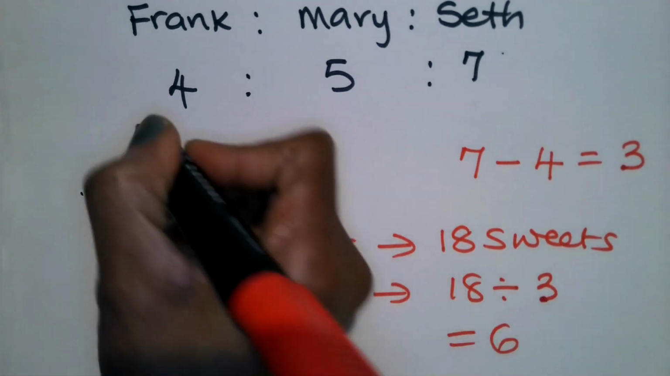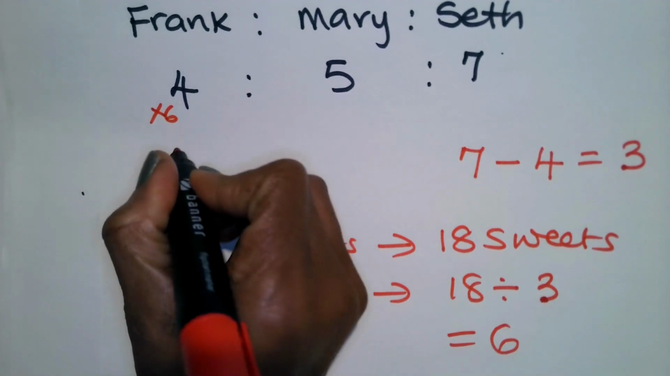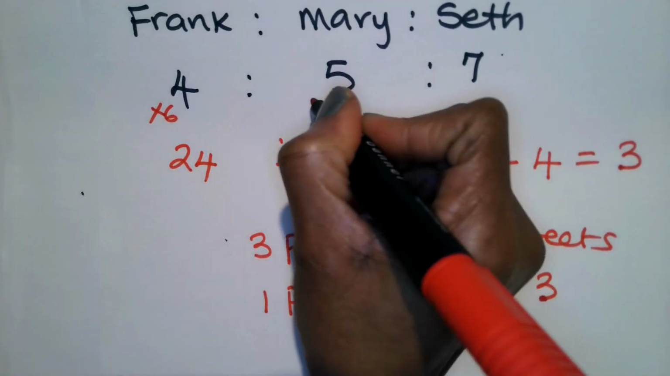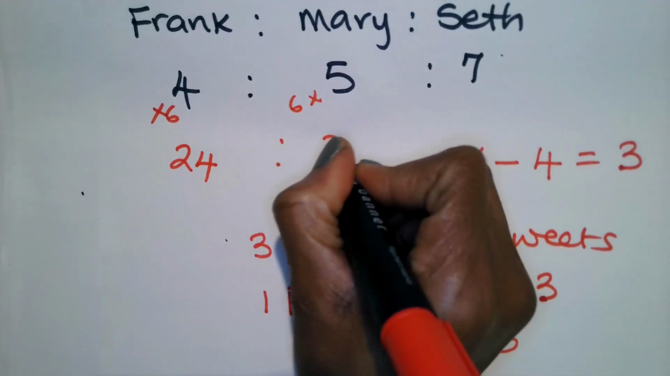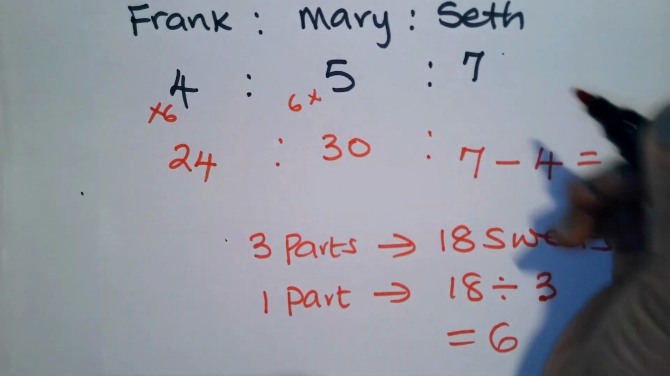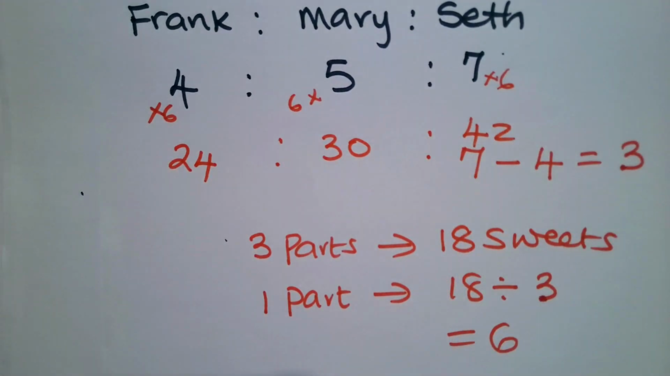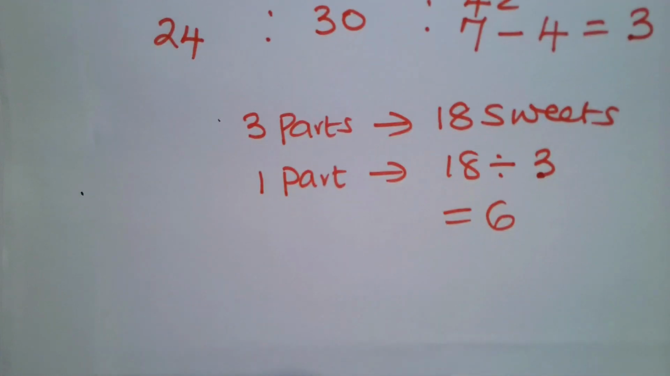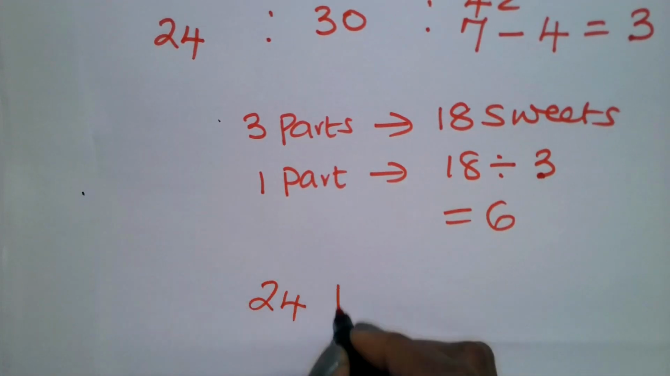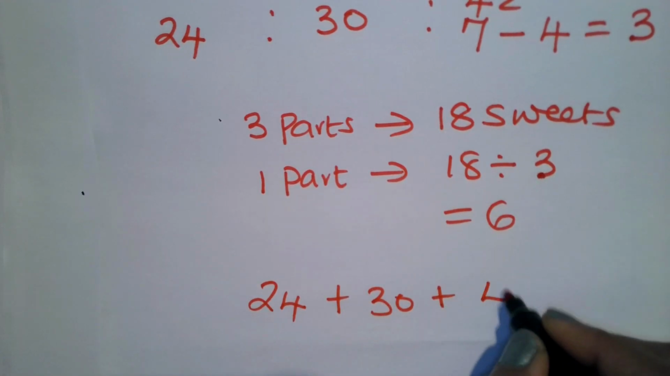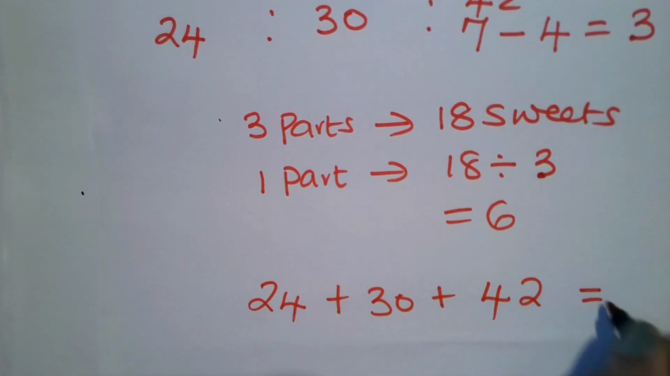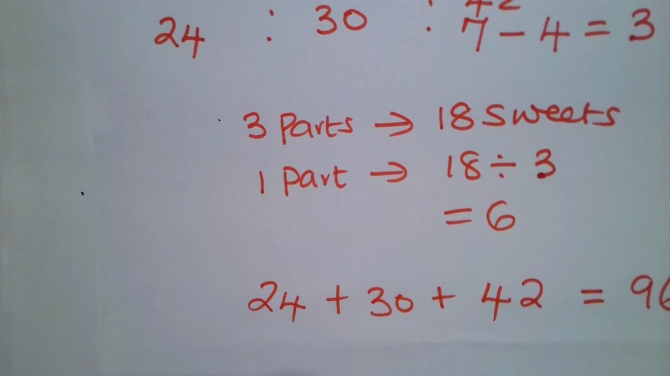So I'm going to multiply 4 by 6, giving me 24. 5 by 6, giving me 30. 7 by 6, giving me 42. Now the sweets, the total number of sweets they shared would be 24 plus 30 plus 42. So that will give me 96.